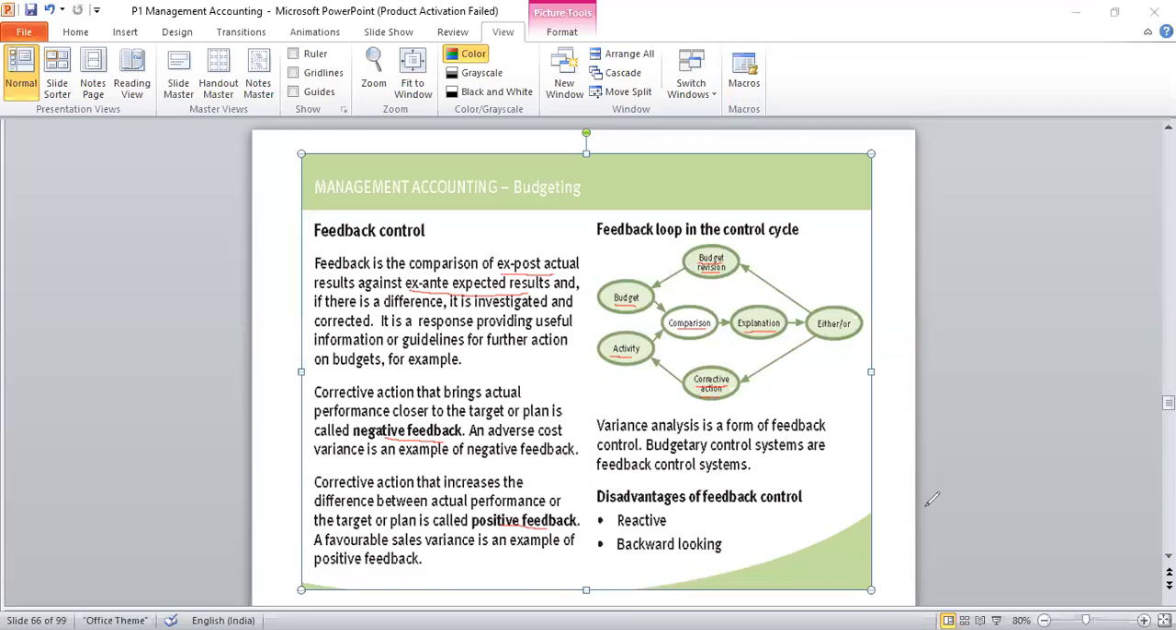What are the disadvantages of feedback control? They are reactive and backward looking. Backward looking means they are not depending on what is actually happening. They're comparing the actual performance with what they have planned in the past. Disadvantages of feedback control are that they are reactive and backward looking.